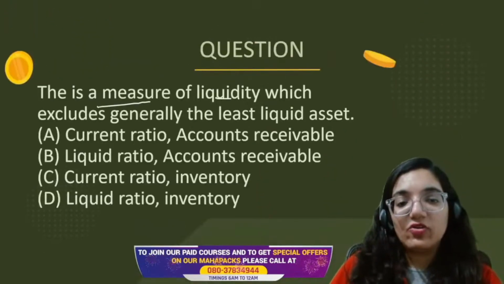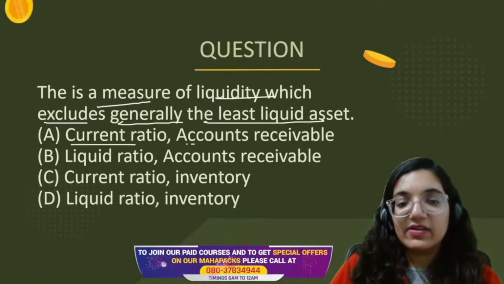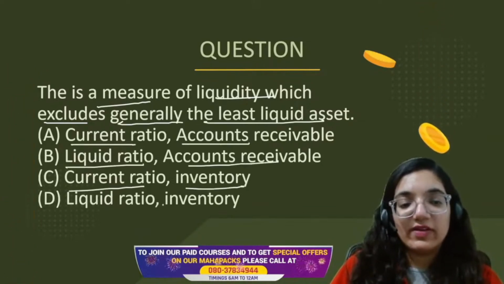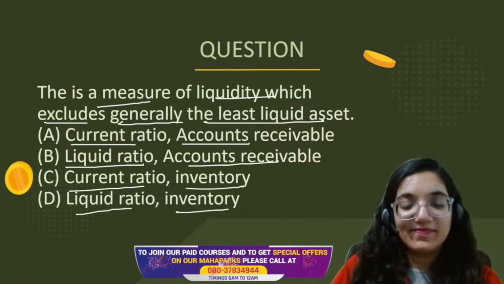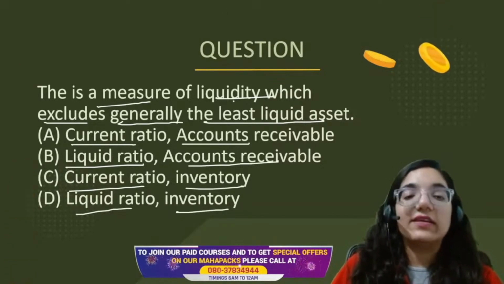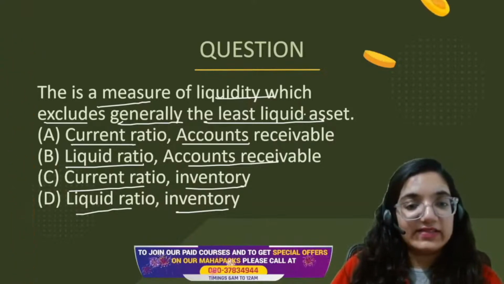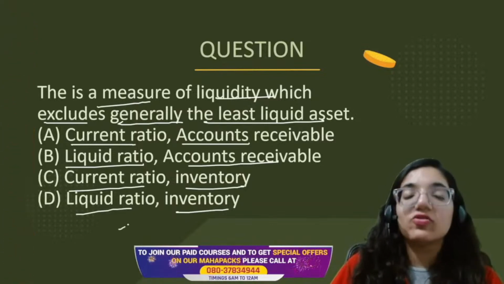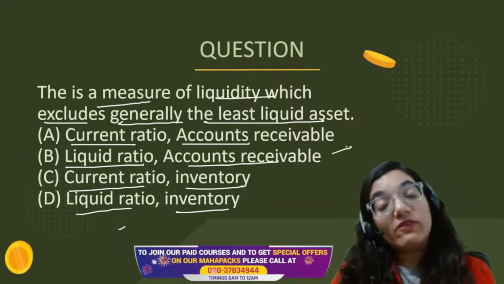This is a measure of liquidity which excludes generally the least liquid asset. Current ratio, account receivable. Liquid ratio, account receivable. Current ratio, inventory. Liquid ratio, inventory. What is the measure of liquidity which excludes generally the least liquid assets? That is liquid ratio. But liquid ratio records accounts receivable, because we can pressurize the debtor. No, you need to give me money right away.